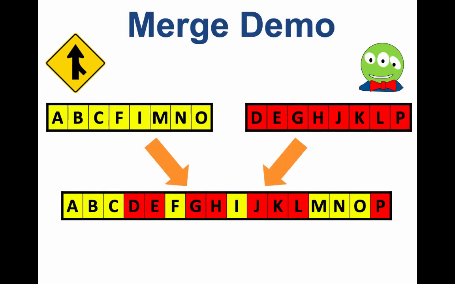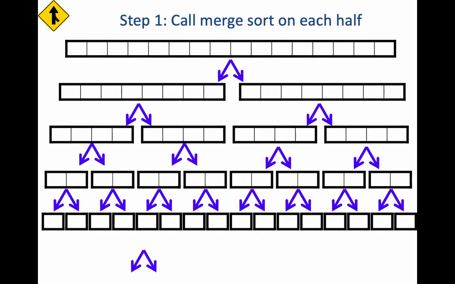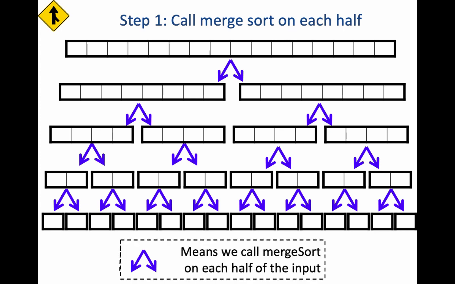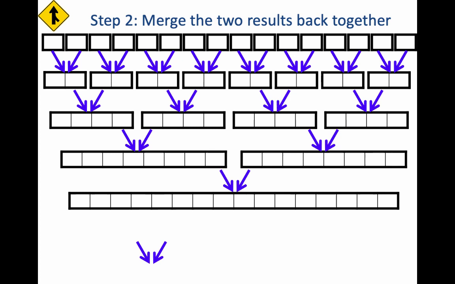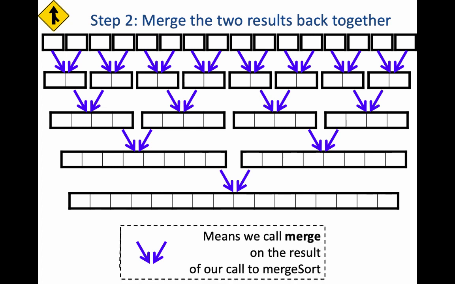So here's another visualization of that merge algorithm. And again, this happens in O of n time, where n is the sum of the length of the 2 lists. And you can imagine that step 1 is that we call MergeSort on each half. So we split it and we call MergeSort. So those arrows we call MergeSort on each half of the input. And then once we hit the base case, we can merge those 2 results back together because those 2 results are going to be sorted lists. So there, that arrow means that we can merge the results of our call to MergeSort.